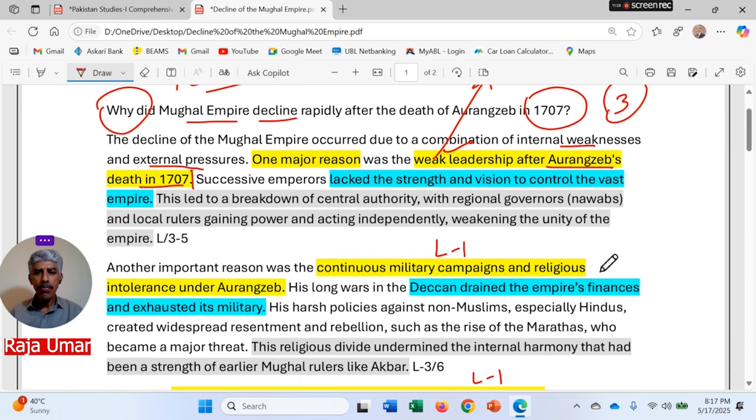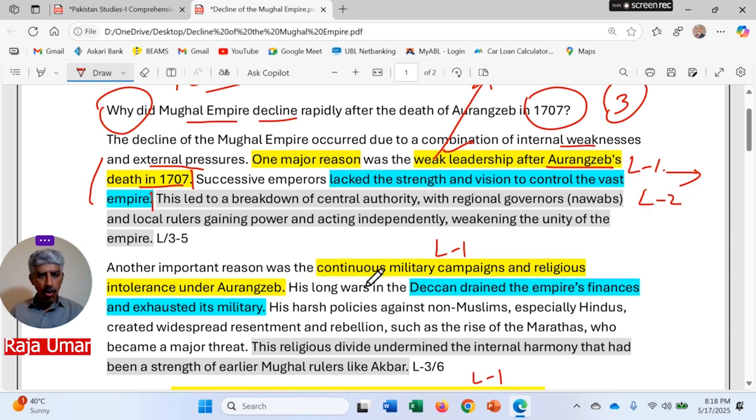And what would happen when it goes to the next stage, from yellow to blue? If the student jumps from this sentence to this sentence, if the student writes, "One major reason was the weak leadership after Aurangzeb's death in 1707. Successive emperors lacked the strength and vision to control the vast empire." So it means that some sort of explanation is given.